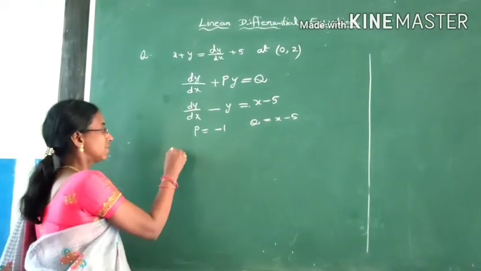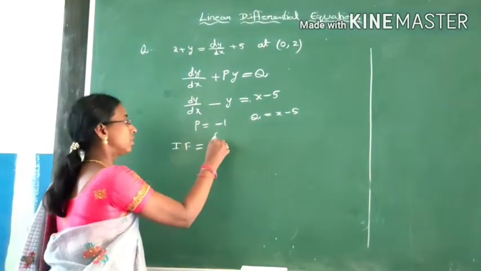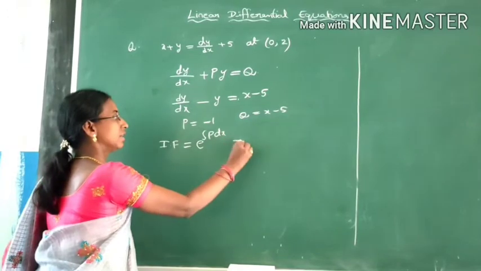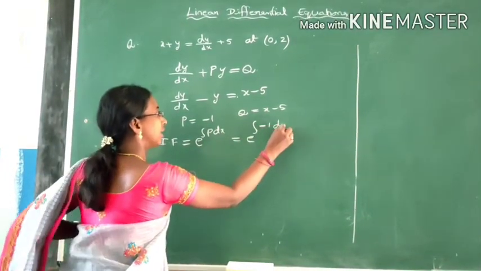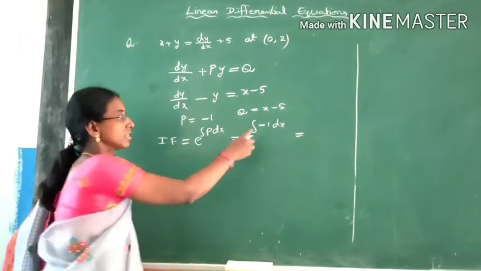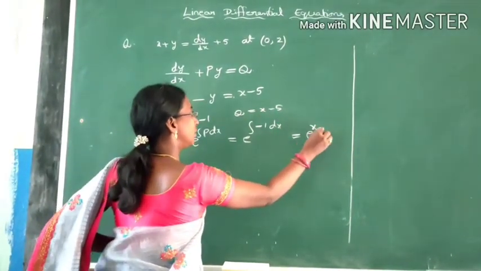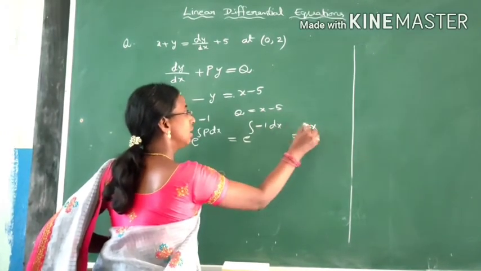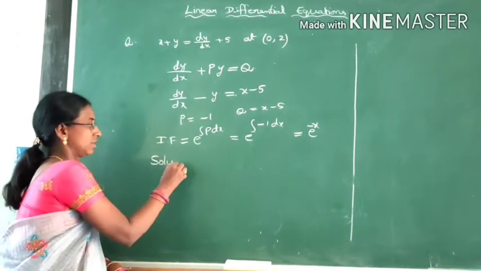As we know, first of all we have to find out the integrating factor, which is e to the power integral p dx, means e to the power integral minus 1 dx. This is equal to the integration of 1, which is x, with respect to dx. So e to the power minus x. Now the next thing is the solution.